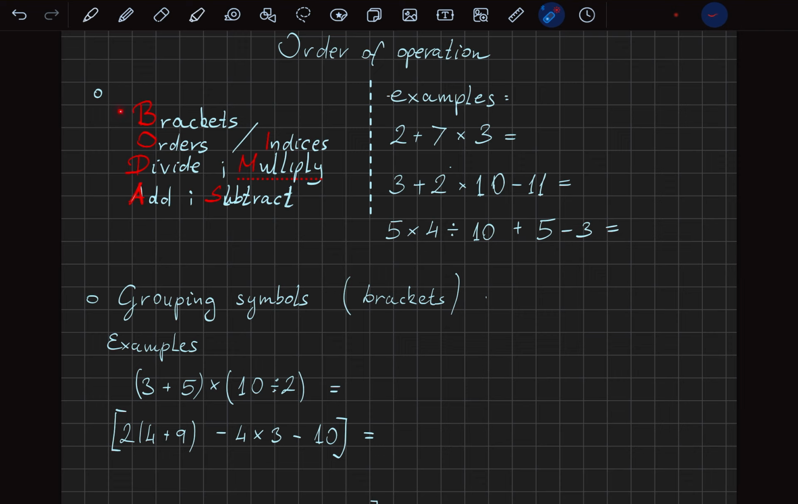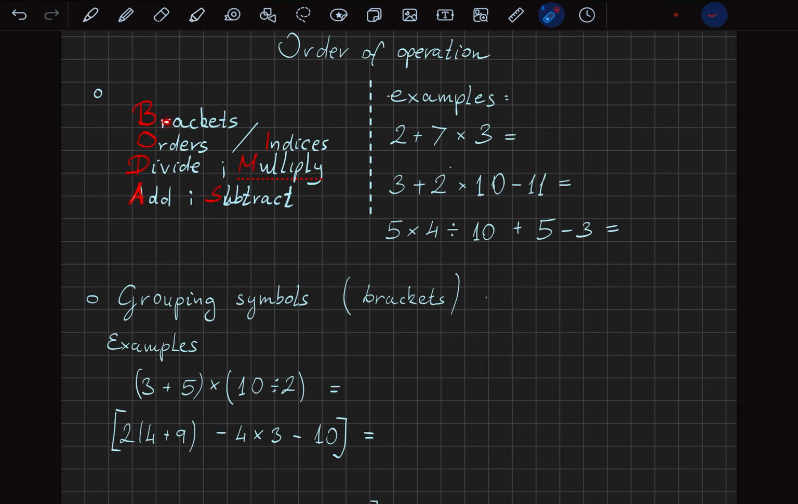First, if we have a bracket, we will solve the problem in the bracket. If in the bracket we have another bracket or more problems, then we just continue and basically start the BODMAS again. What is BODMAS or BIDMAS? This is a little mnemonic word: brackets, orders or indices, divide, multiply, add and subtract. Okay, this is the order of the things.